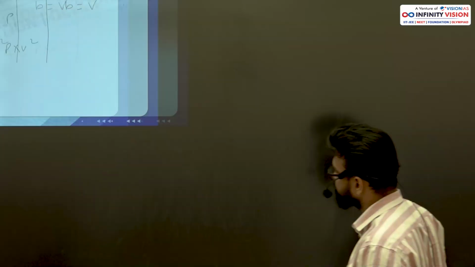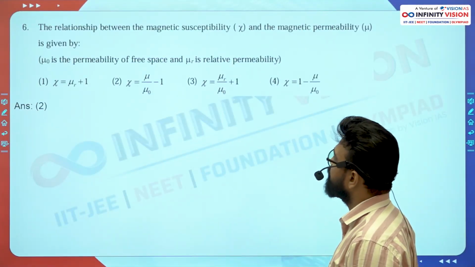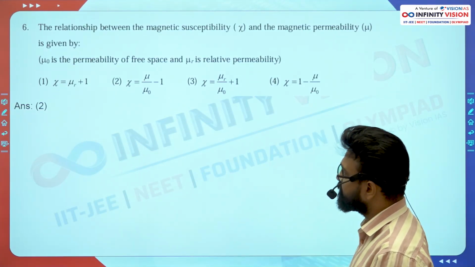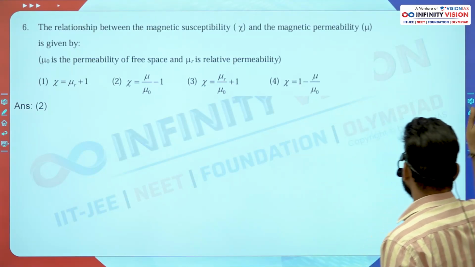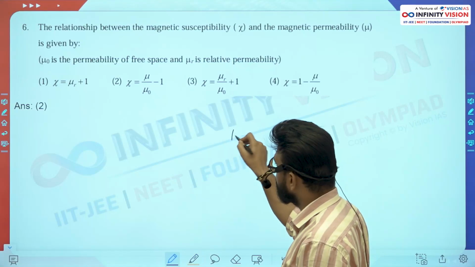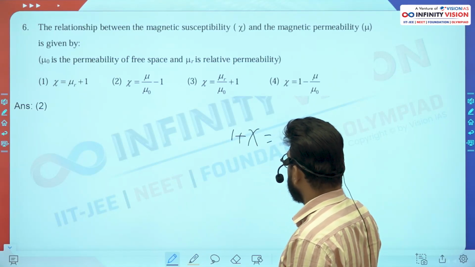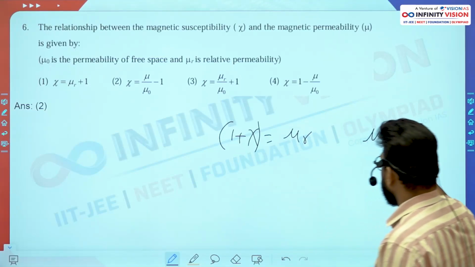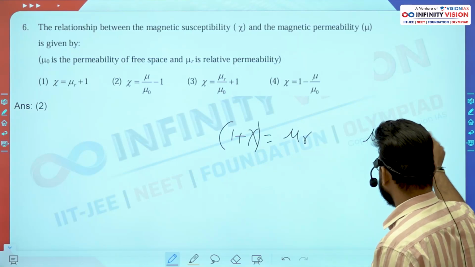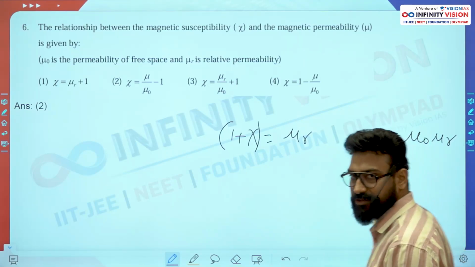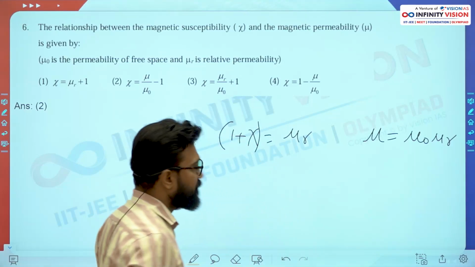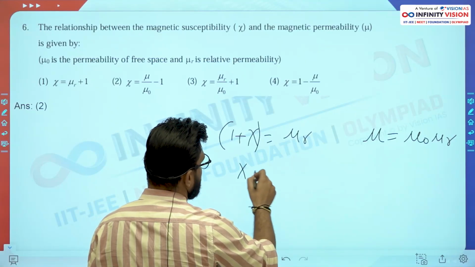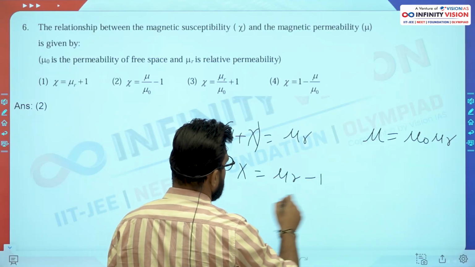Next, a relation between the magnetic susceptibility and the magnetic permeability is given, where mu naught is the permeability of free space and mu r is the relative permeability. We already know that 1 plus susceptibility is equal to relative permeability, and the magnetic permeability of a medium is given as mu naught into mu r. Mu naught is the permeability of free space and mu r is relative permeability. Okay. So susceptibility comes out to be mu r minus 1.